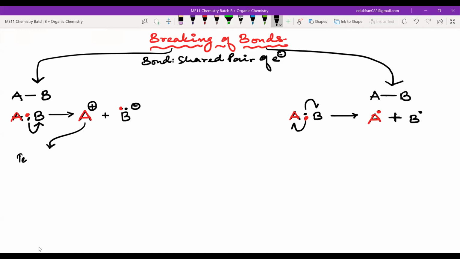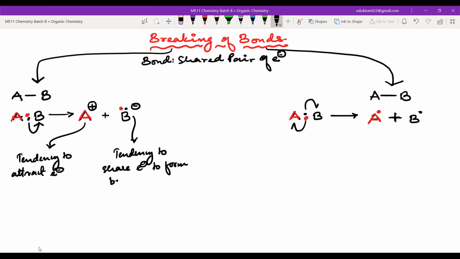Okay, so A has a tendency to attract electrons. And what about B negative? B negative has a tendency to share electrons to form a bond, because it has charge, and charge is bad.